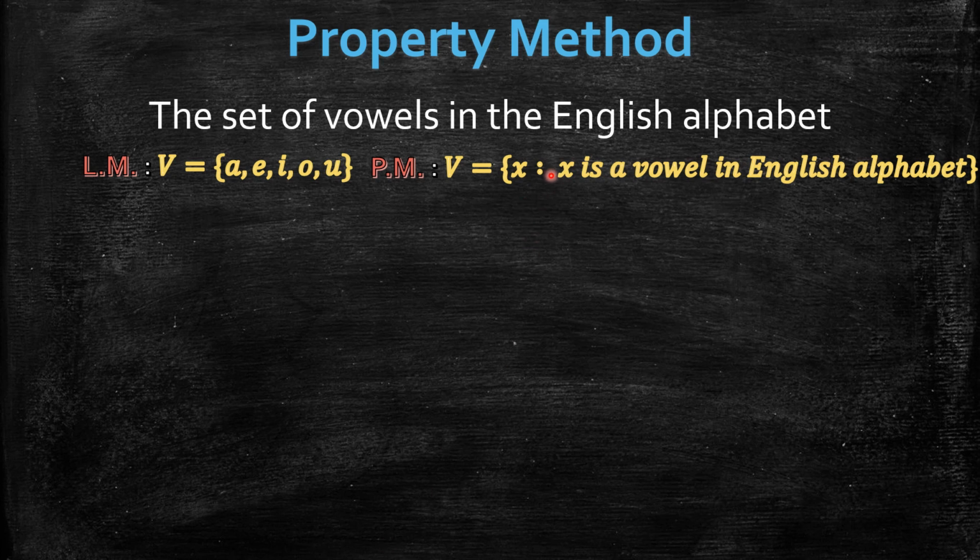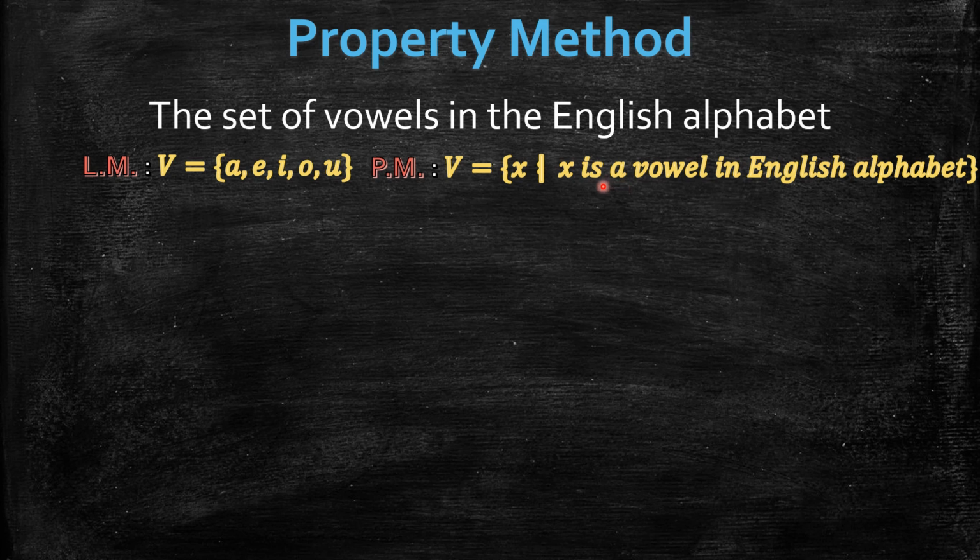I have to mention one more thing. The colon can be replaced using a vertical bar. Some authors write a vertical bar instead of a colon while describing a set using the property method. So I can also write like this. X such that, this vertical bar is called such that, and the colon is also called such that, but different authors write differently. X such that X is a vowel in the English alphabet.